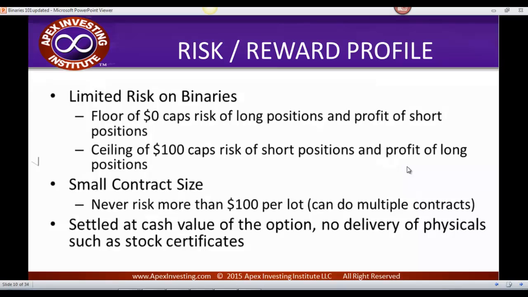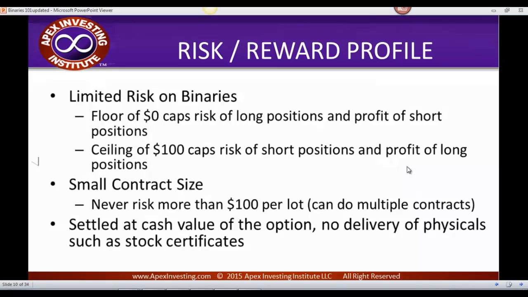So risk and reward. Like I said, limited risk on binaries. The floor of 0 caps the risk of a long position and the profit of a short position. The ceiling of 100 caps the risk of short positions and the profit of a long position. That may sound confusing, but I'm going to show you some visual examples here in just a second.